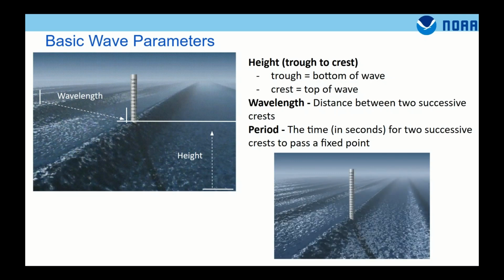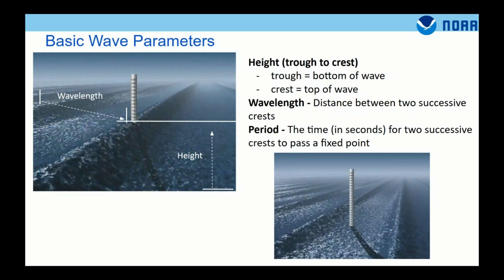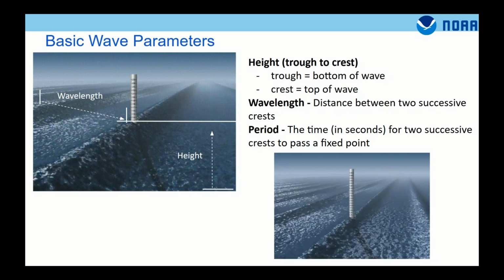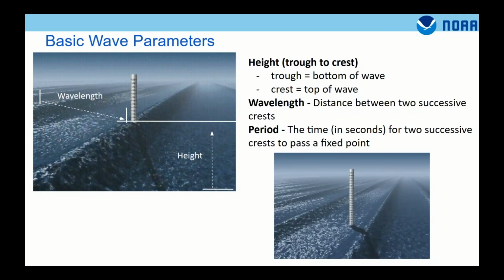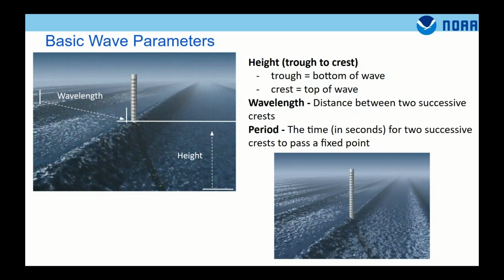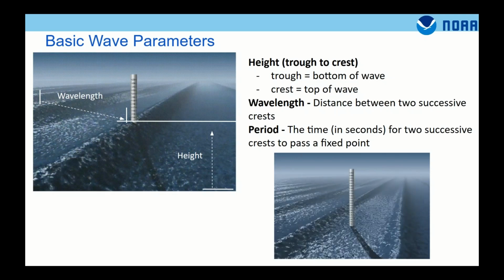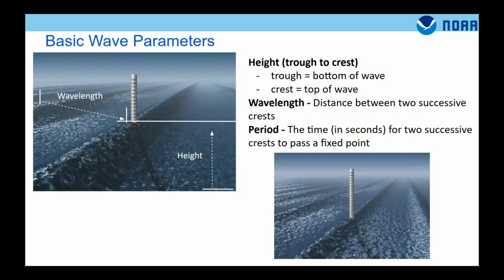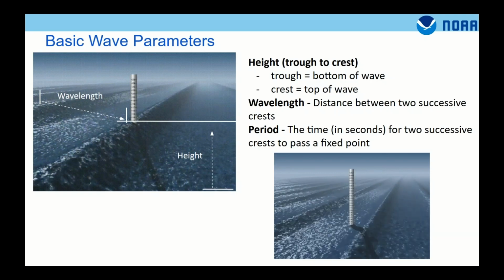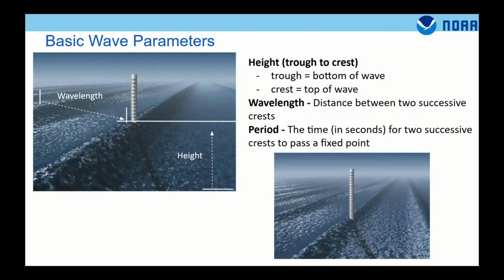We also describe the waves by wavelength. This is the distance between two successive waves, best visualized by the distance between two wave crests. Another way to describe the wavelength or wave spacing is in terms of period. This is the time for two waves to pass a fixed point, best visualized again for the time for one wave crest to pass and then the next.